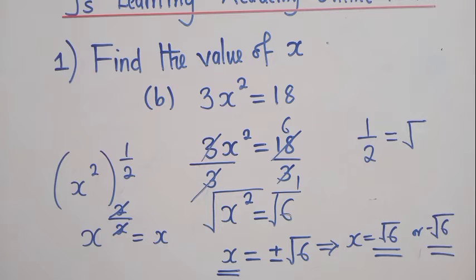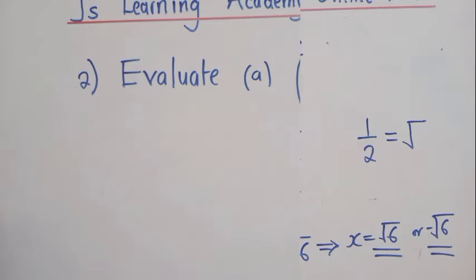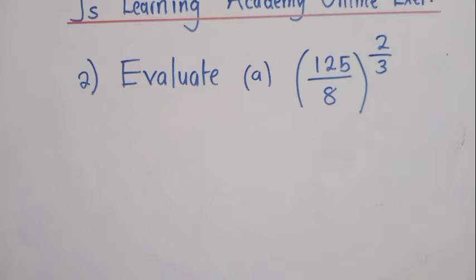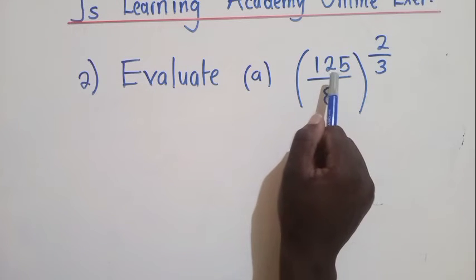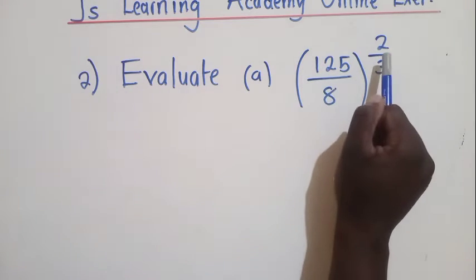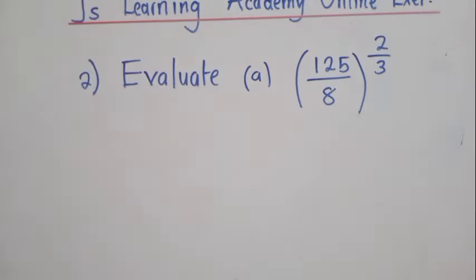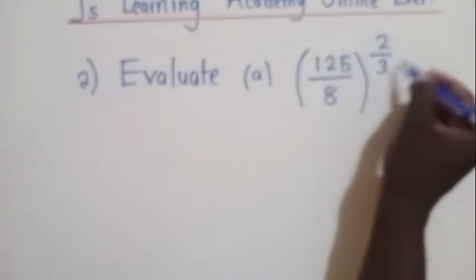Let's go to question 2 and try to answer the questions that are under question 2. So for question 2 here, we need to evaluate (125/8)^(2/3). So what is it that we're supposed to do here? All we need to do is to think of this.